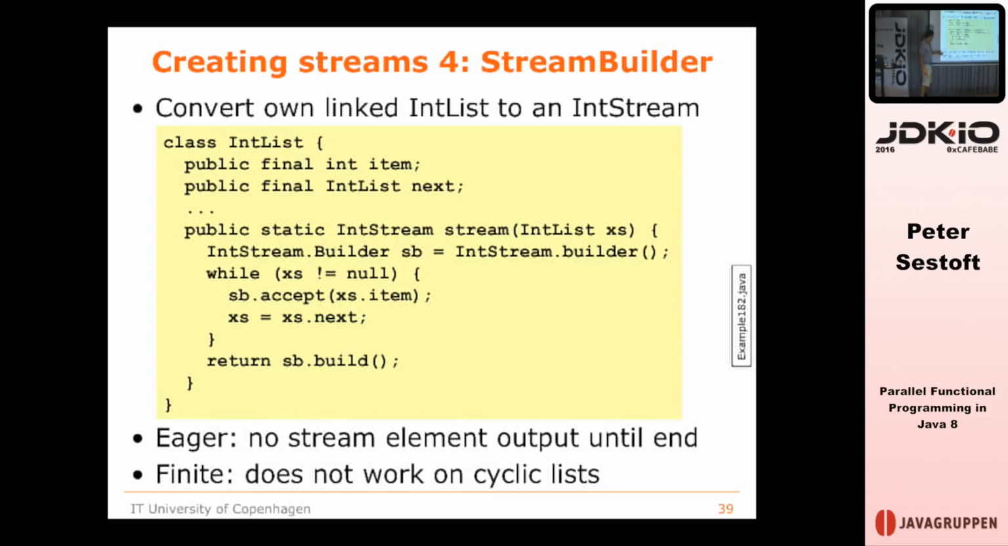This has some drawbacks. It's eager. No stream element is output until the whole thing has been built. So if you have a very, very long int list and you apply .stream to it and you only want the first 3 elements of the stream, then you will actually create the whole stream first and then take 3 elements and ignore the rest. And for this reason, of course, it works only on finite sequences. On a cyclic list, it would simply go on forever. But nevertheless, this is a useful way of doing things.